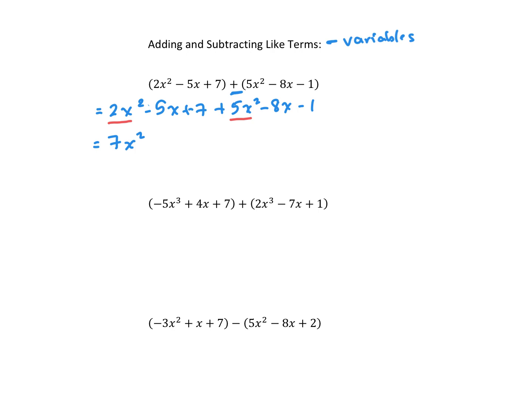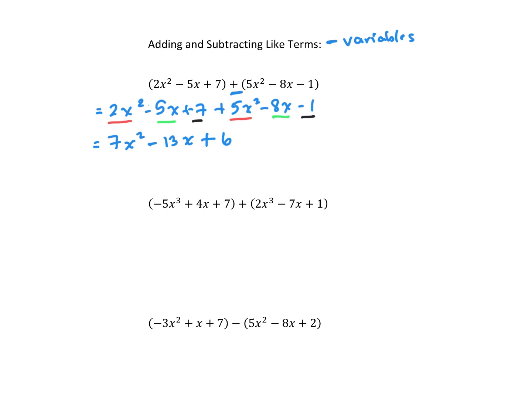Then I'm going to find the next term, which is an x, and I'm going to look for other terms that have the variable x. There's one there. And I'm going to add the coefficients. So negative 5 plus negative 8 is negative 13. You can use your calculator for the integer part if you want. And then the last term is a constant because it doesn't have a variable. So I have plus 7 minus 1, which is plus 6.